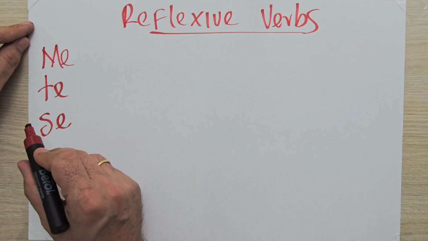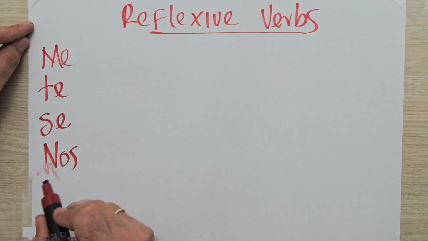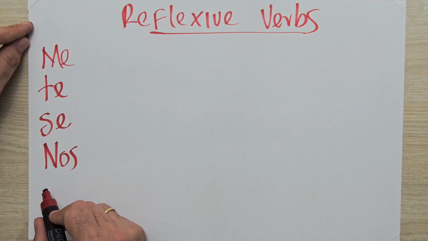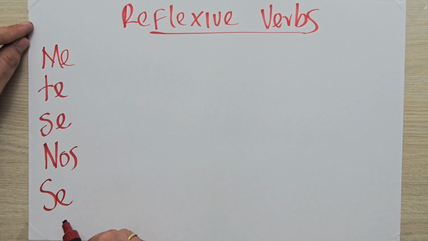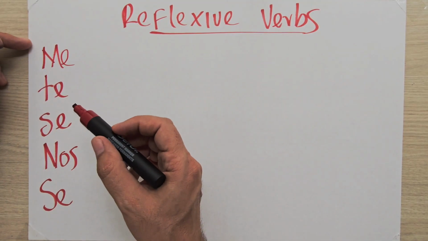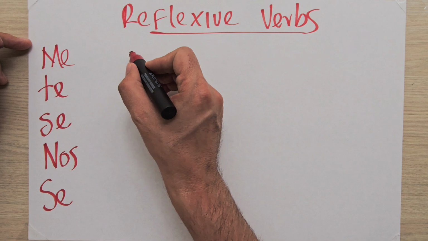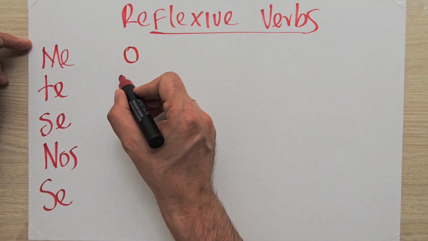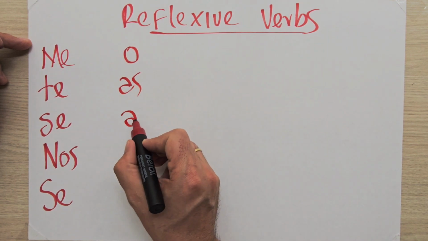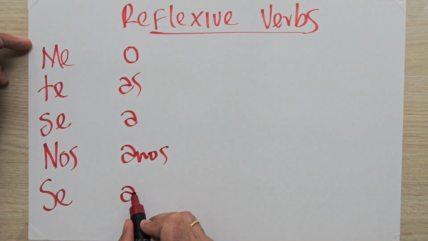In the group of gustar is le. For us, or we, is nos, just like gustar. And then for they is going to be se, they or you guys. In the group of gustar is les. And then you will conjugate the verb according to the infinitive. For example, if it is an AR verb, the conjugation is going to be o, as, a, amos, an.